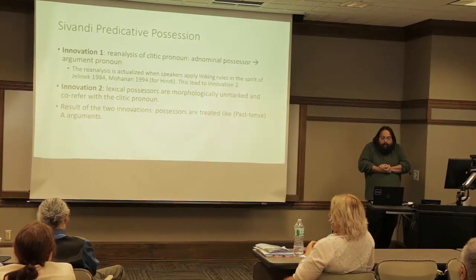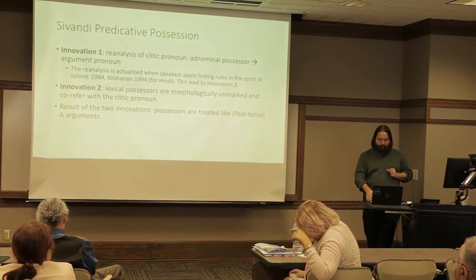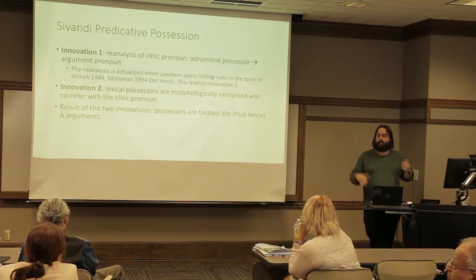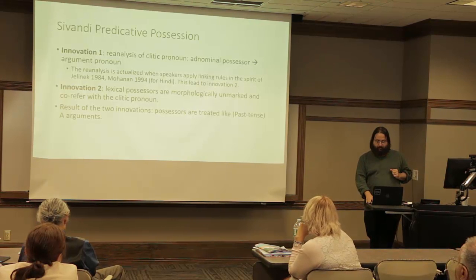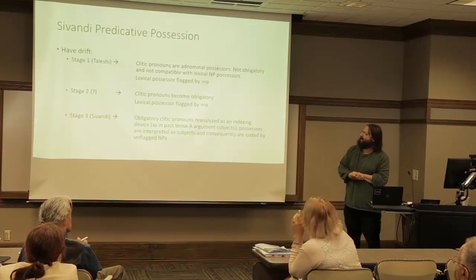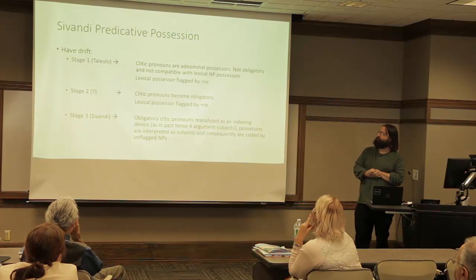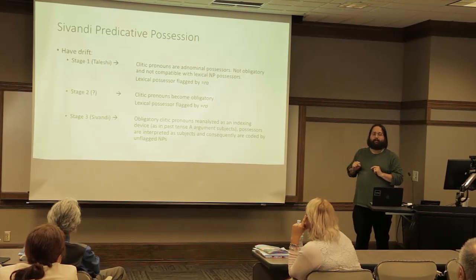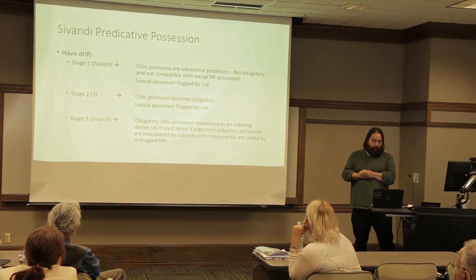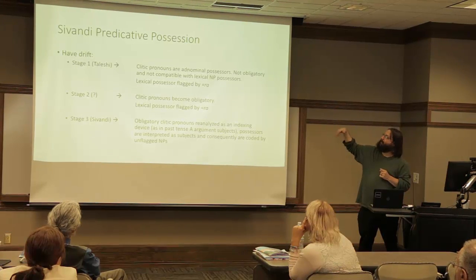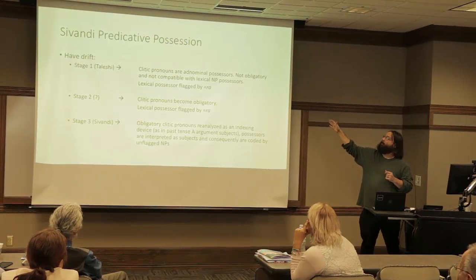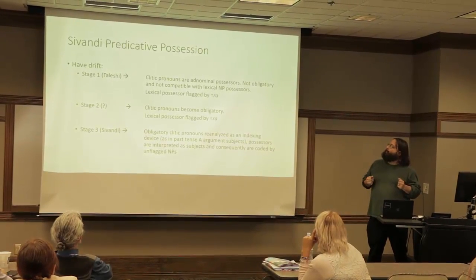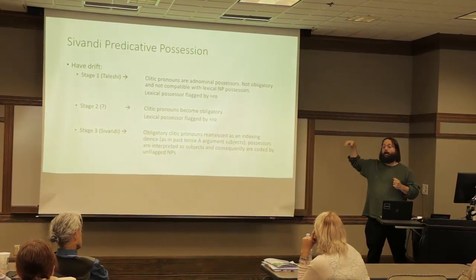So we have two innovations. The possessor is treated like past tense A arguments as a result of these two innovations. So we can talk about the beginning of a have drift in three stages. The first we have represented in Taleshi, where we have the lexical possessor flagged by Ra, either as a lexical noun phrase possessor or the clitic pronouns. We have those two options.